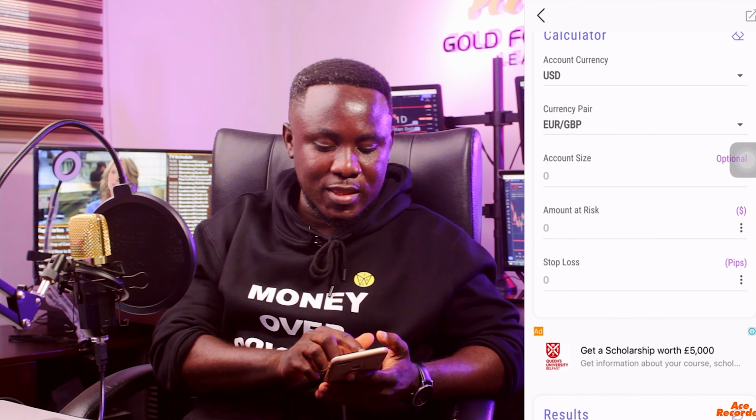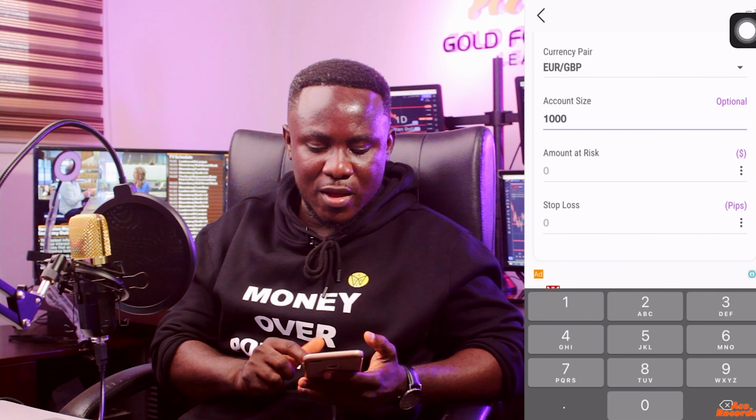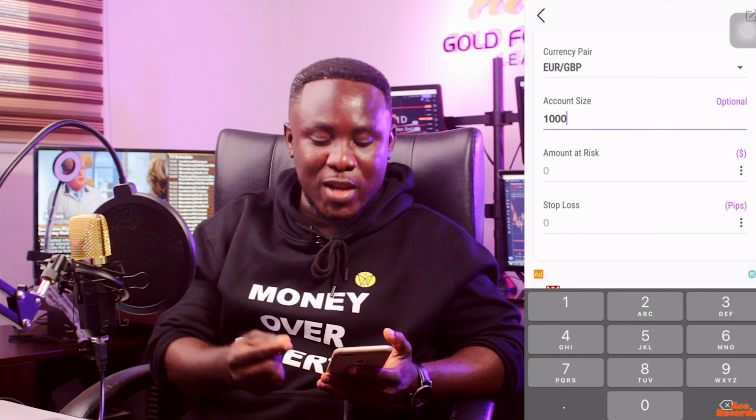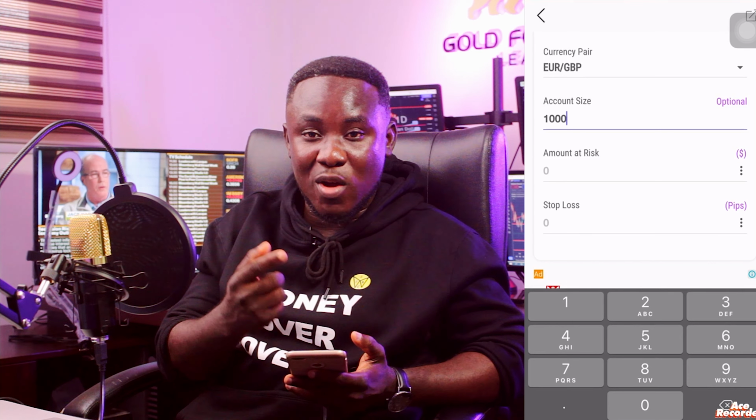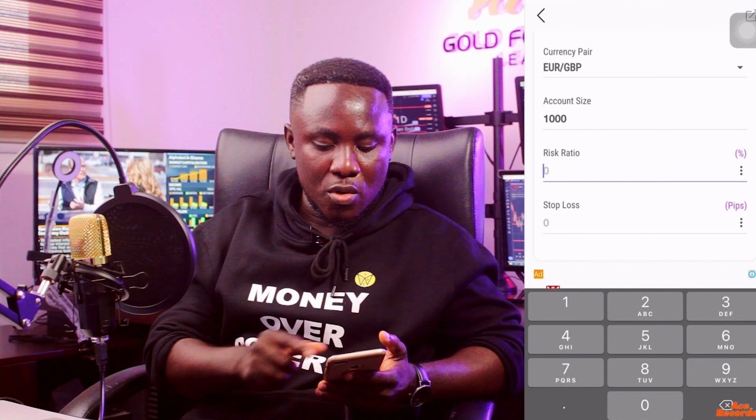Now you will see amount at risk over here. What you should do is that you click on the three dots on the right under the dollar sign. So we click on the three dots. You will see amount and percentage. So choose percentage. Now, we said that we are going to use 2% per trade. That means that for every trade, we are going to risk only 2% of our $1,000.